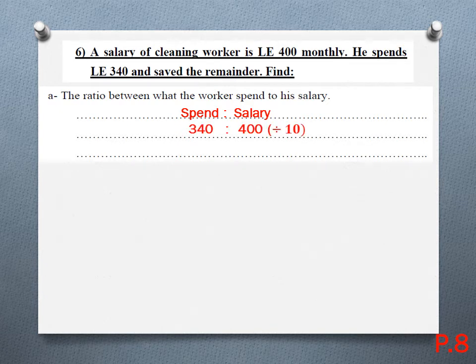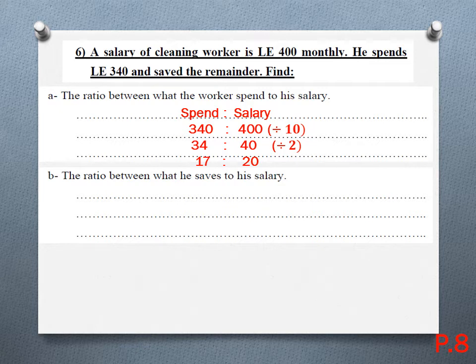340 to 400. Start to find the simplest form. Divide both of them by 10. 34 to 40. Both of them are even. Divided by 2, it equals 17 to 20. 17 is a prime number. Can you divide 20 by 17? No, that means this is the simplest form.